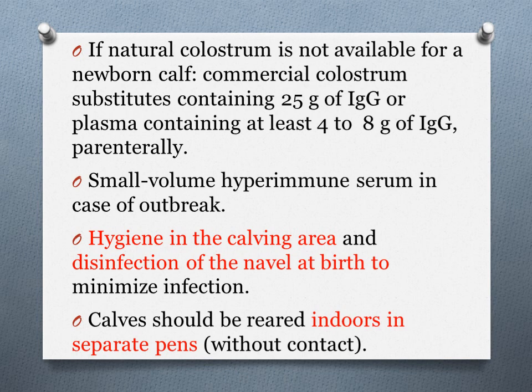If natural colostrum is not available for a newborn calf or neonates, commercial colostrum substitutes containing about 25 gram of immunoglobulin can be used, or plasma of the mother, which also contains 4 to 8 gram of immunoglobulin, can be given parenterally. A small volume of hyperimmune serum in case of outbreak gives an immediate effect.